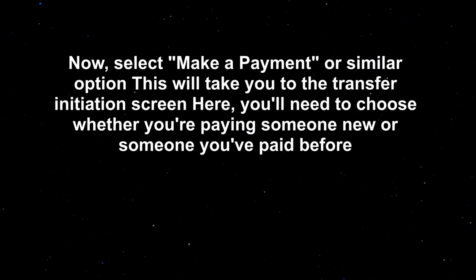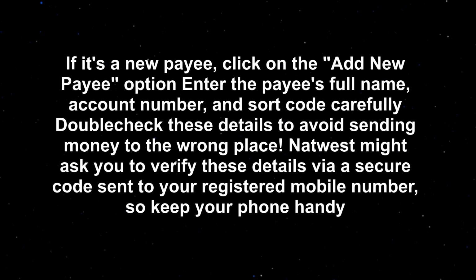Here, you'll need to choose whether you're paying someone new or someone you've paid before. If it's a new payee, click on the Add New Payee option. Enter the payee's full name, account number, and sort code. Carefully double-check these details to avoid sending money to the wrong place.